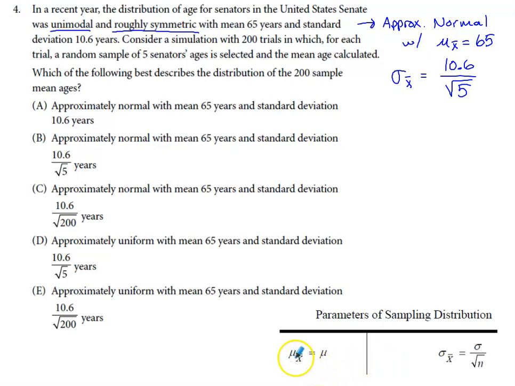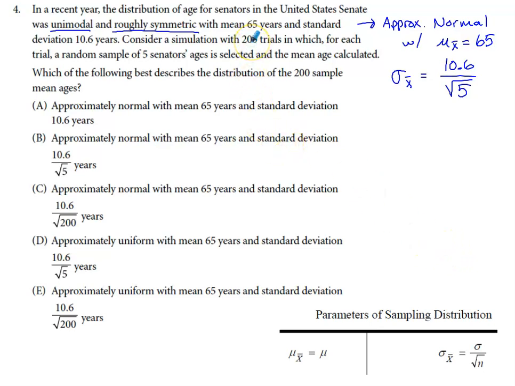So the mean of the sampling distribution for these sample means is going to be the population mean. So the mean for our sampling distribution is going to be 65. The standard deviation for our sampling distribution of these sample means is going to be the population standard deviation divided by the square root of the sample size. Now here's where I would be a little concerned that we might make a mistake and decide that the answer is option C rather than option B.